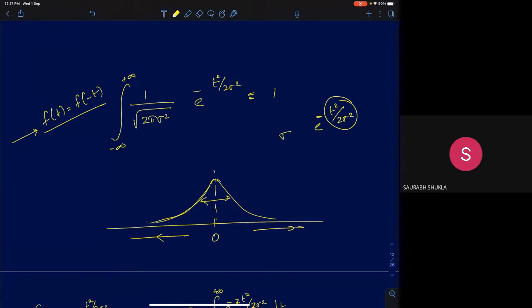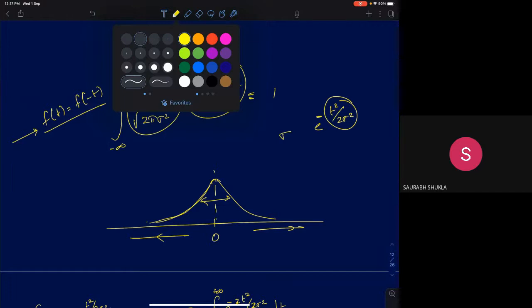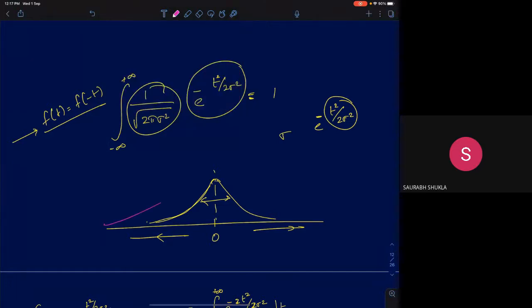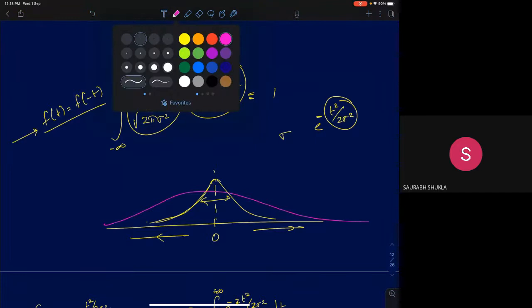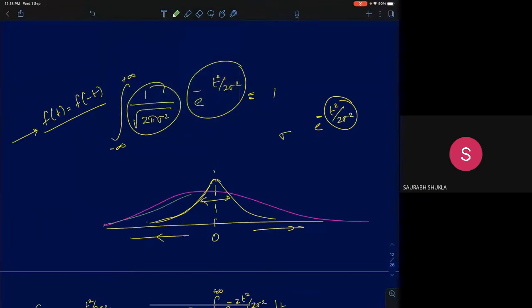So since this integral area is 1, if I increase sigma, what is going to happen is this function is going to spread, but the amplitude is going to decrease. So what will happen is the function will do something like this. It will spread more and it will flatten out. I'm not sure if the color is visible. So yeah, it will spread more and the function will flatten out.